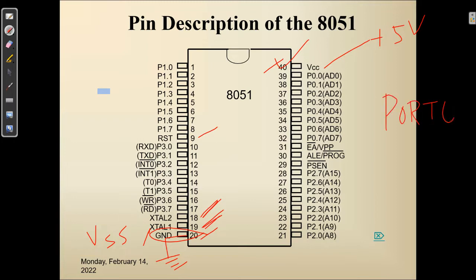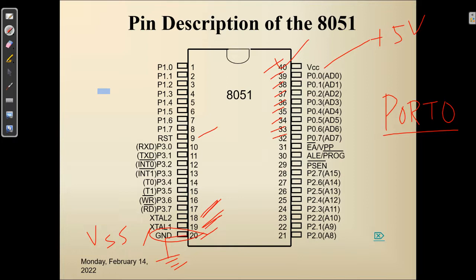Port 0. Whenever you talk about port 0, you have to see on the top right hand side. You know each port is of 8 bit. Okay, so the 8 bits are P0.0 pin number 39, P0.1 pin number 38, P0.2 pin number 37, P0.3 36, P0.4 35, P0.5 34, P0.6 33, and P0.7 32. So total 8 pins, P0.0 से लेके P0.7.